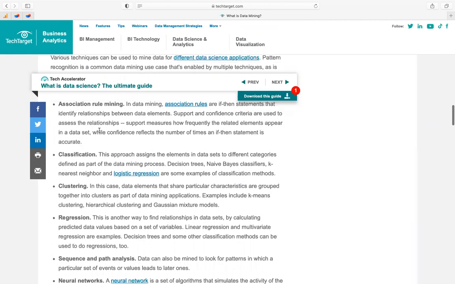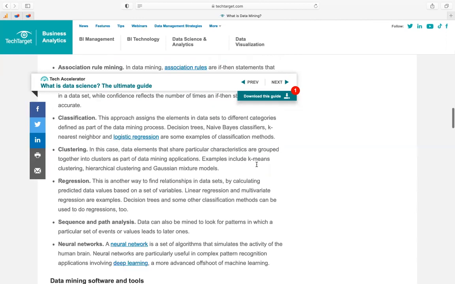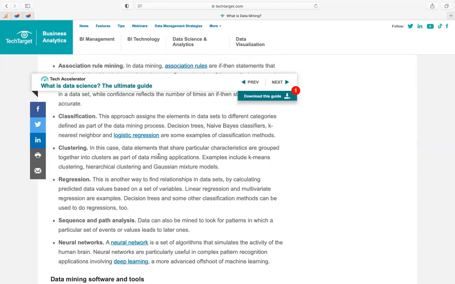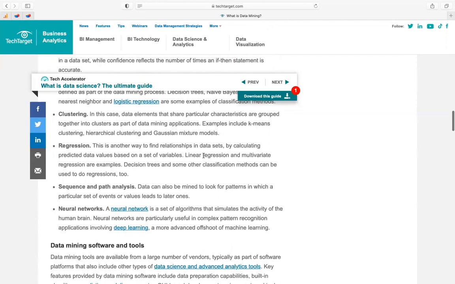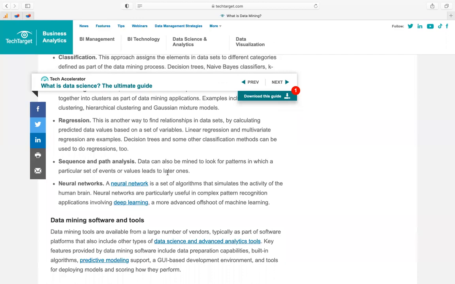So association rule is talking about relationships. Classification, yes, different things having the same thing, so grouping them together, that's the same relationship. Clustering too, so we group them in certain forms, the same relationship. Regression, another way to find relationship. The next one, sequence and path analysis, is also looking for patterns, the same relationship. So you see, the main focus here is to find relationships in the data set.